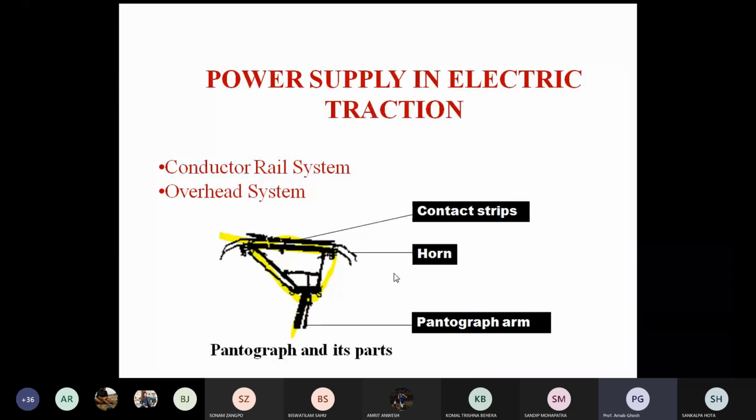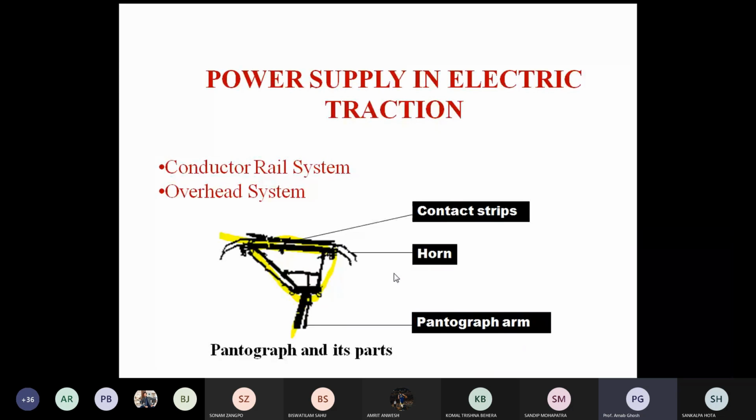Then what happens is that after the circuit breaker, the cable comes directly inside the motor coach. A locomotive is inherently a big structure, and in it there is a motor coach. In the motor coach the transformer is there, and the 25 kV voltage comes directly to the transformer inside the motor coach. I will come back to that later.